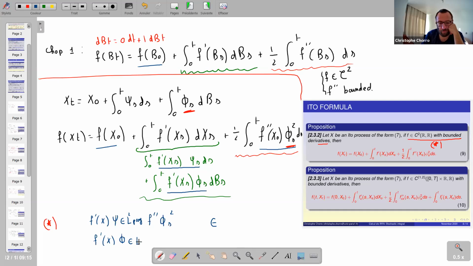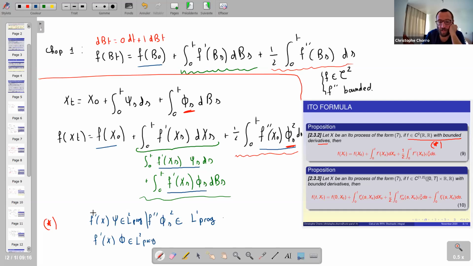For this one, I need it to belong to L2 prog. And for this one, I can only say it belongs, not to L2 prog because it's the square here, but to L1 prog, let's say. And why is it okay? Because here I make a very, very strong hypothesis. If I'm in this setting, f prime and f second are bounded, and I know from my Ito decomposition that psi, phi are in L2 prog, and so phi square is in L1 prog.